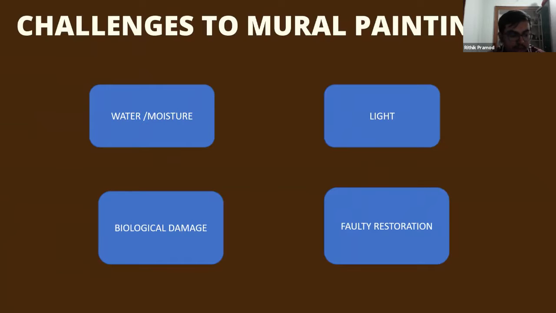Now coming to the light. Many of the paintings are exposed to UV light for a long time, and can deteriorate due to the photochemical changes, which are caused especially when paintings are made of organic pigments. And biological damage, like microorganisms such as fungi and lichens, can grow rapidly when the surface is moist. And the organic materials can also be a source of food for small insects and other organisms, which is a serious problem.